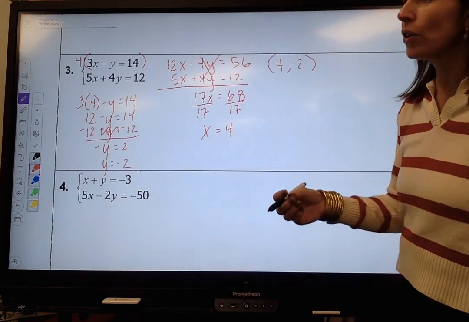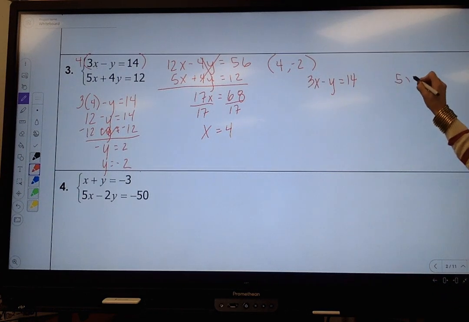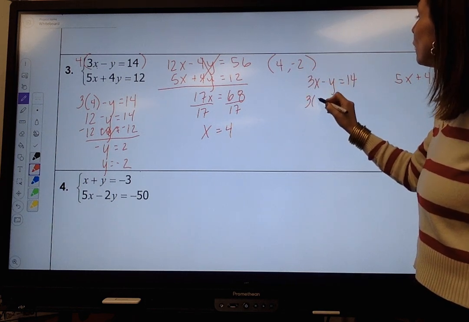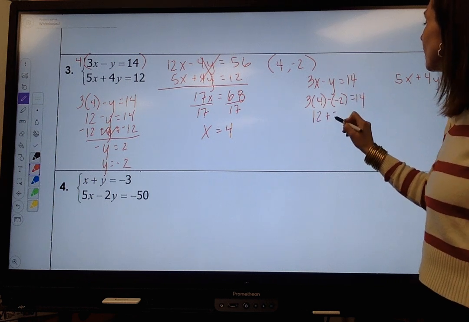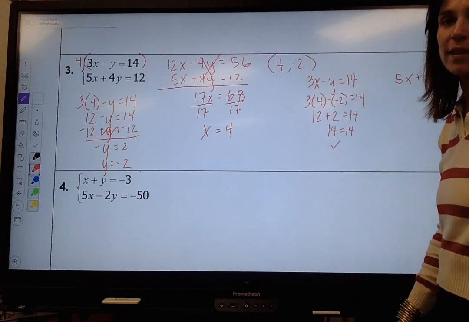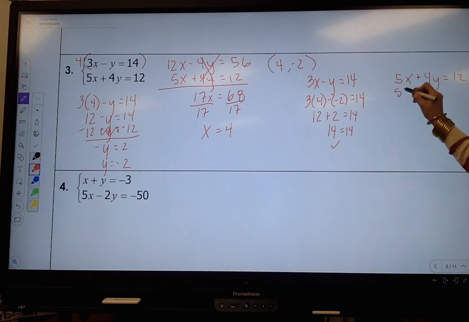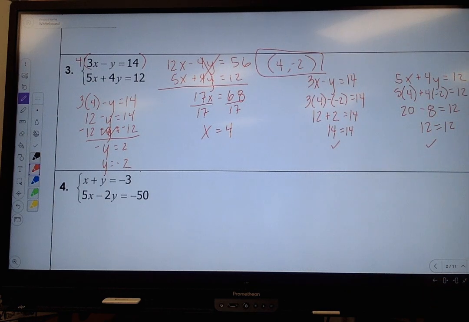Check your answer. How do you check your answer? You write both original equations, and then you plug in these values. If I plug in a 4 for x, if I plug in a negative 2 for y, does that create an equation that's valid? 14 equals 14, valid. That one checks out. Check this one. If I plug in a 4 for x and a negative 2 for y, does that create an equation that's valid? 12 equals 12, that checks out. Therefore, 4, negative 2 is the right answer.